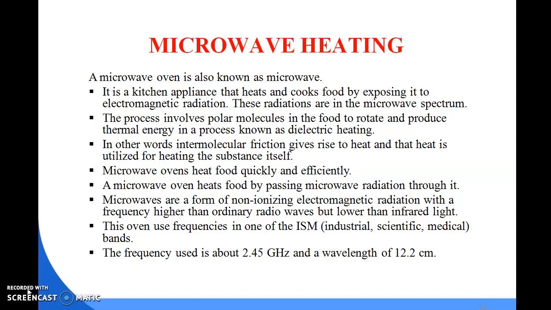Microwaves are a form of non-ionizing electromagnetic radiation with a frequency higher than ordinary radio waves but lower than infrared light. This oven uses a frequency in one of the ISM bands. What is the meaning of ISM? I stands for industrial, S stands for scientific, and M stands for medical. Industrial, scientific, medical bands, that is called ISM. The frequency used is about 2.45 gigahertz, and the wavelength is 12.2 cm.